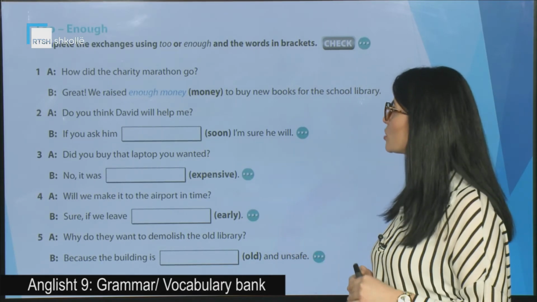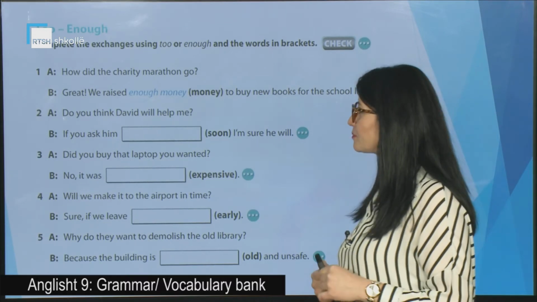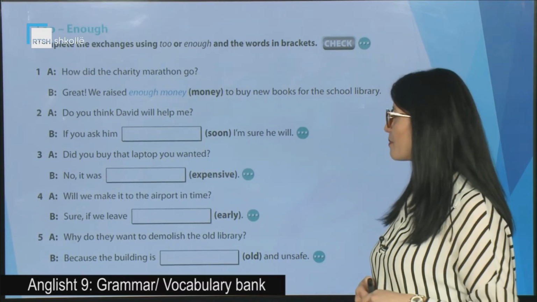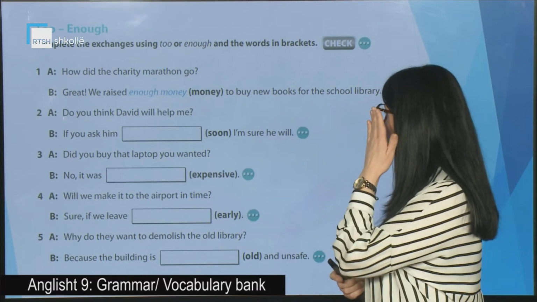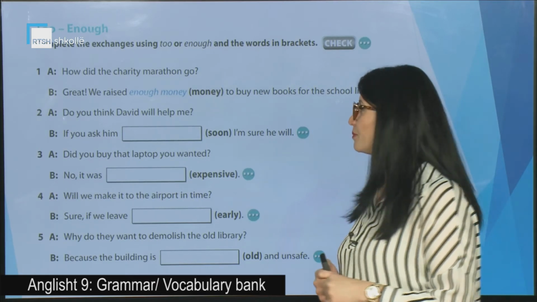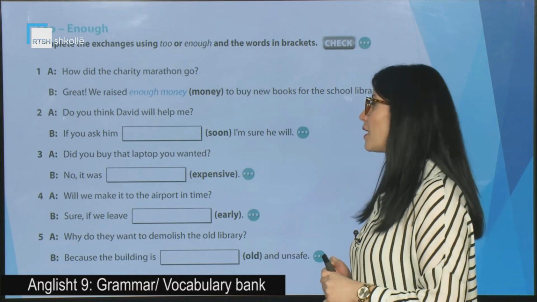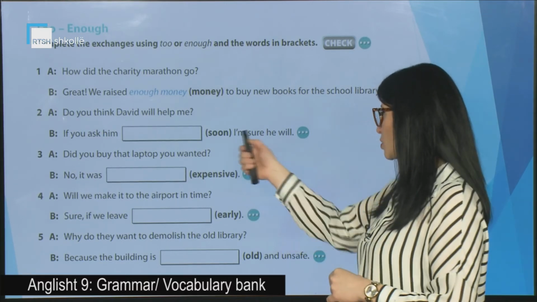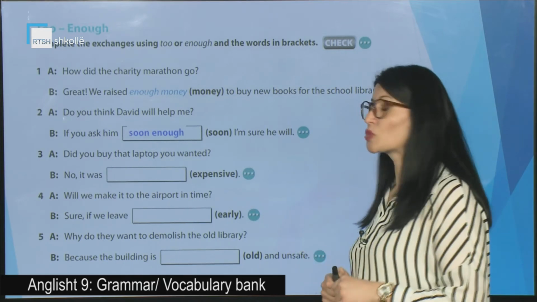Complete the exchanges using too or enough, and the words in brackets. How did the charity marathon go? Great! We raised enough money to buy new books for the school library. Number 2. Do you think David will help me? If you ask him soon enough, I'm sure he will. So it is soon enough.